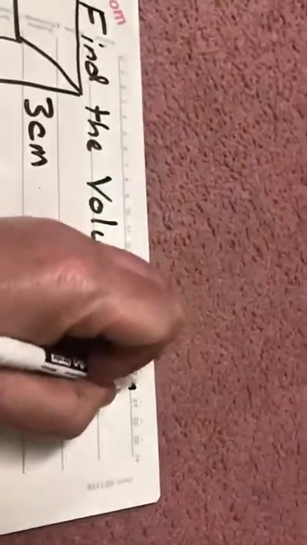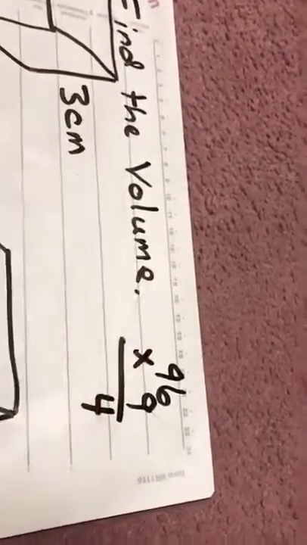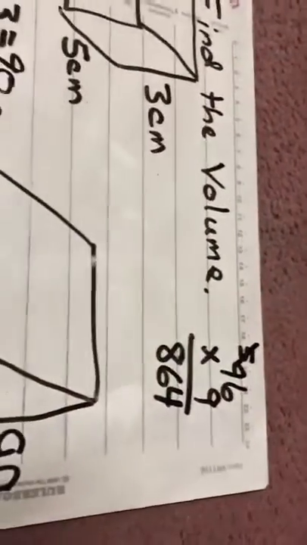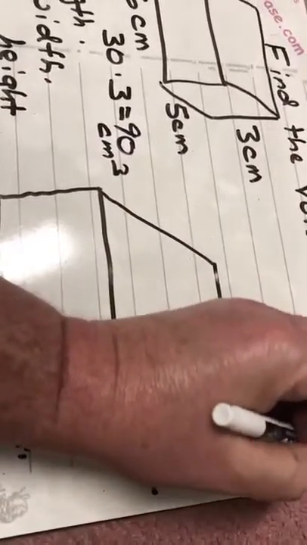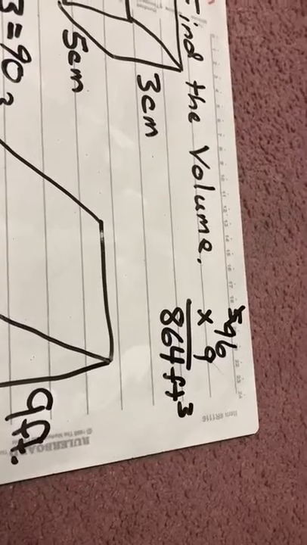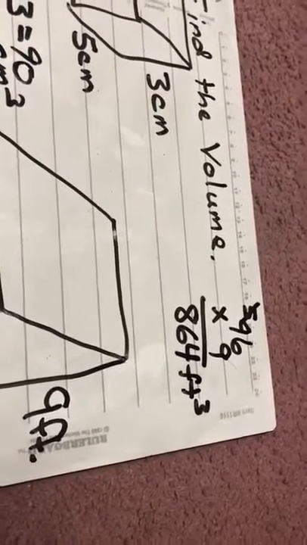So I'm going to come up here, 96 times 9. 9 times 6 is 54. Put the 4 down, carry the 5. 9 times 9 is 81. Plus 5 is 86. I get 864 cubic feet. All right, and that's what I get as a volume, 864 cubic feet.